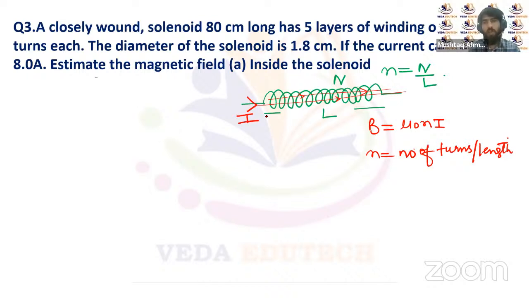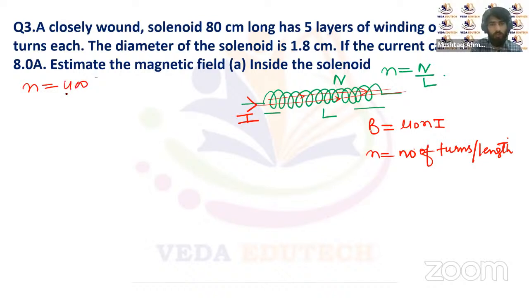So there are 5 layers of winding, and each layer has 400 turns. The total number of turns for 5 layers will be 2000. And the length of this solenoid is 80 centimeter. Now let's find the value of n, the number of turns per unit length.